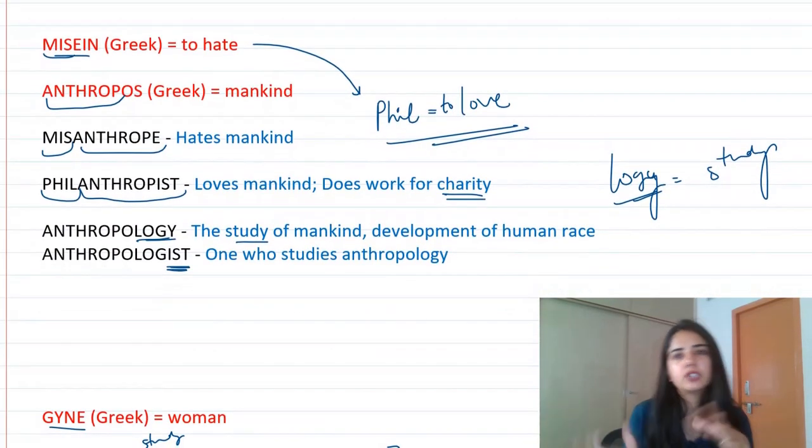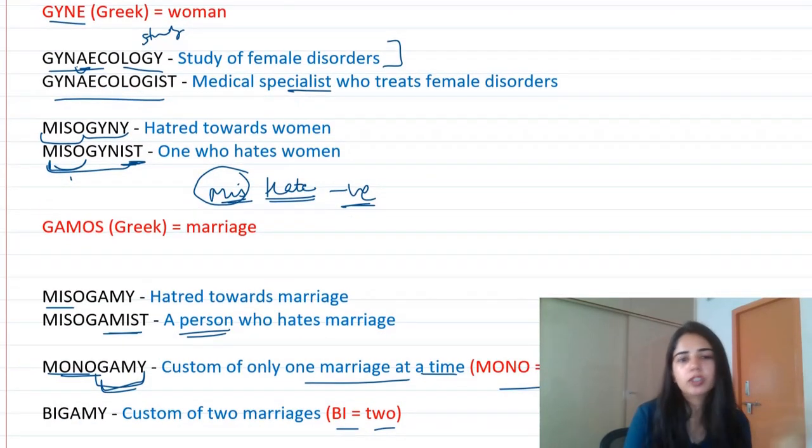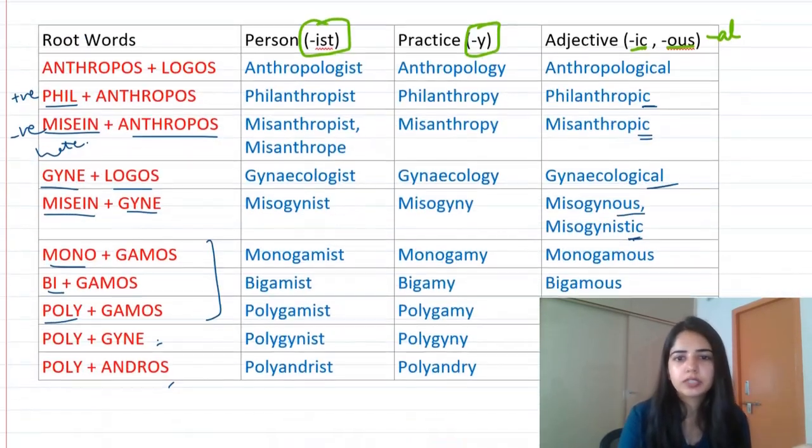Then we read all these words which we did wordplay with: mis, anthropos, gynae, andros, gamos, mono, bi, poly. All these words we have covered.